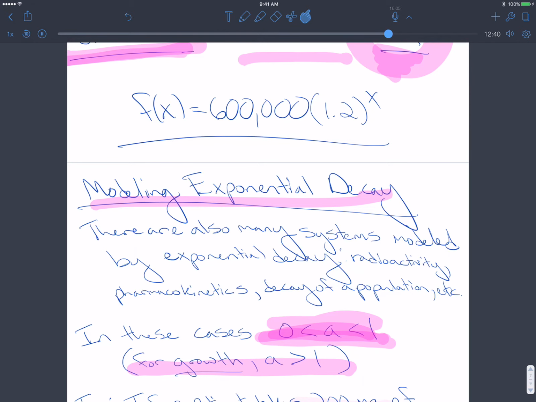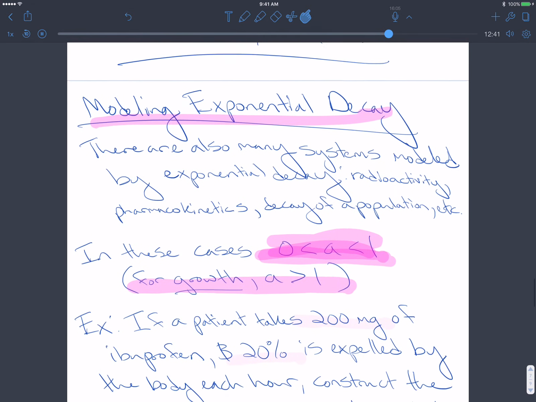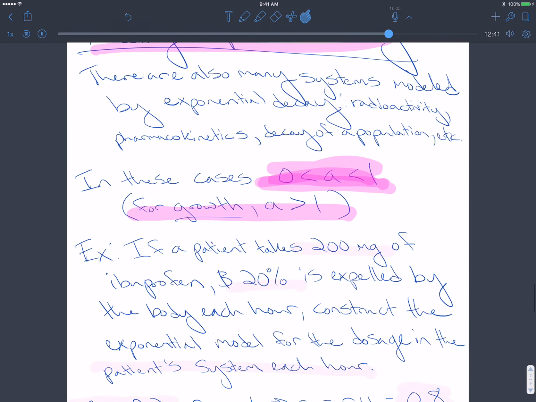So let's take a look at an example. I'm going to do a pharmacokinetics example. Say a patient takes 200 milligrams of ibuprofen, because that's a common over-the-counter pain reliever, and say that 20% of that is expelled by the body at each hour. Let's construct the exponential model for the dosage in the patient's system at each hour, knowing that it's decreasing by 20%.